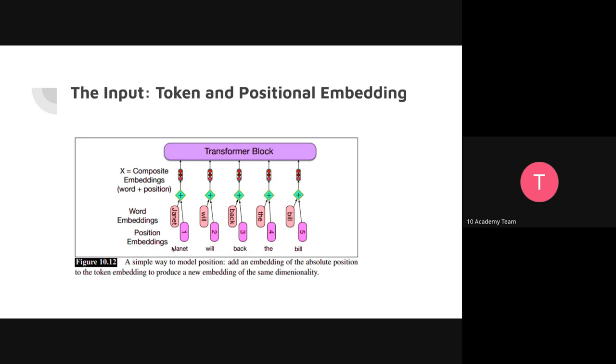Let's say my sentence is "Janet will back the ball." I don't know what this means, but anyway, this is my sentence. And I divided it into five tokens. So this is the first step. The second step is I'm going to change the tokens into numerical embeddings. Let's say I can choose the dimension of my vector. I will say each word is represented by a vector of length 1,000. This is up to me.